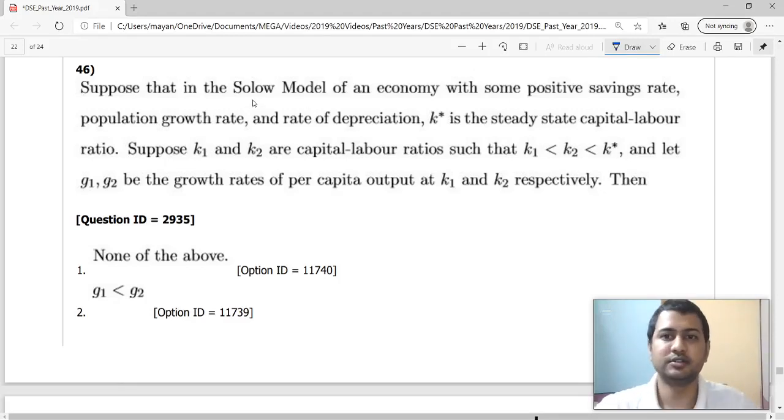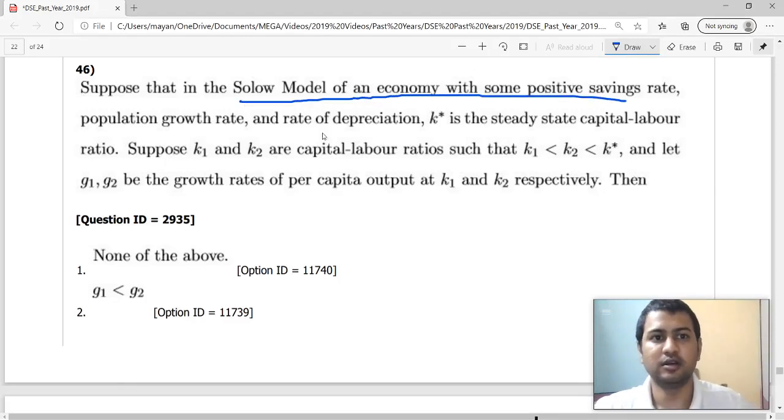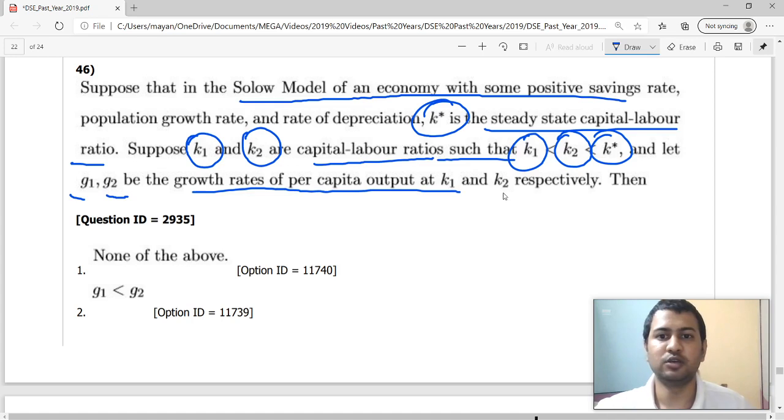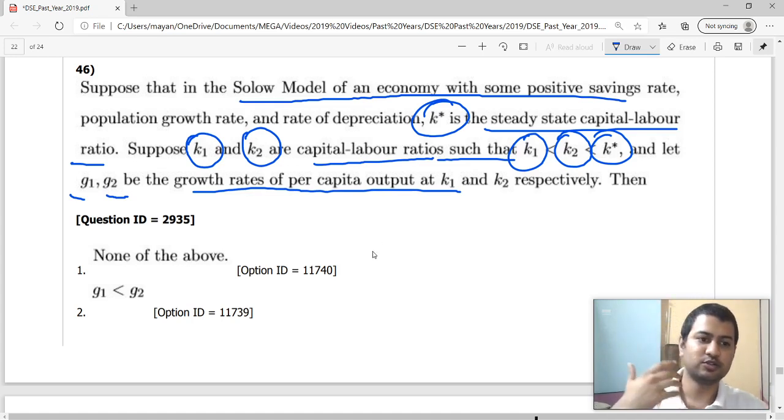Okay, so in this question, Solow model with some positive saving rate, you have K star is the steady state level of capital labor ratio, and K1 and K2 are capital labor ratios such that K1 is less than K2 is less than K star, and G1, G2 be growth rates of per capita output at K1, K2 respectively. So I am interested in what happens to the growth rate at K1 and K2.